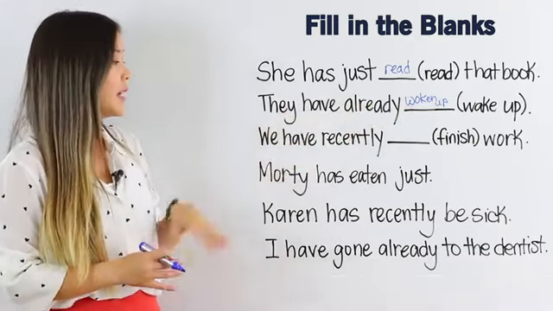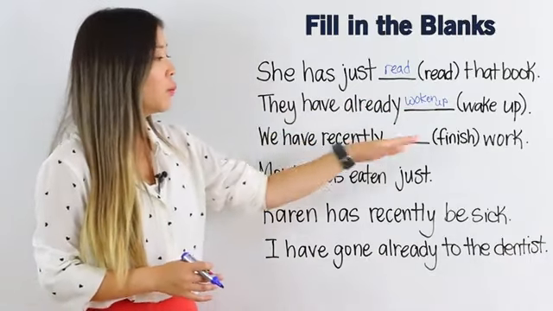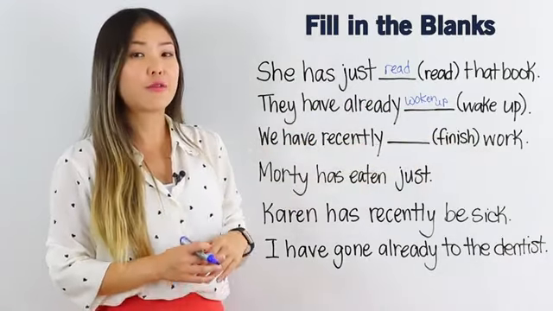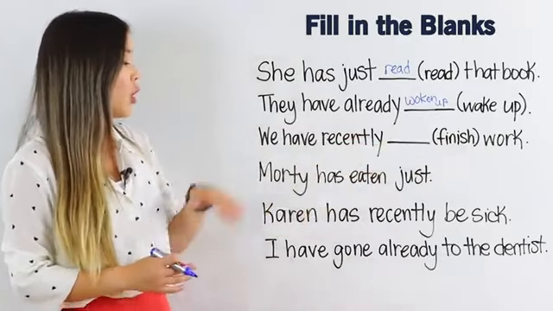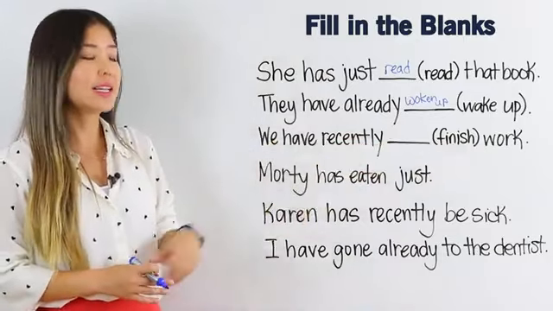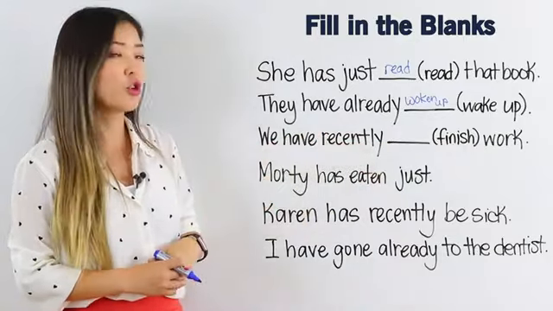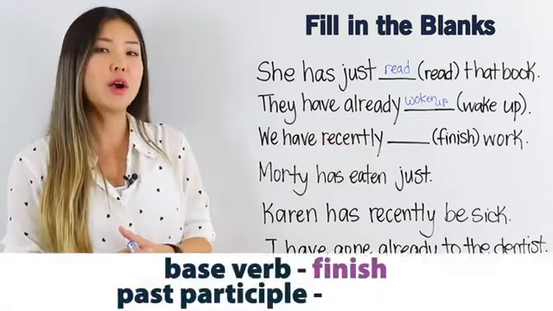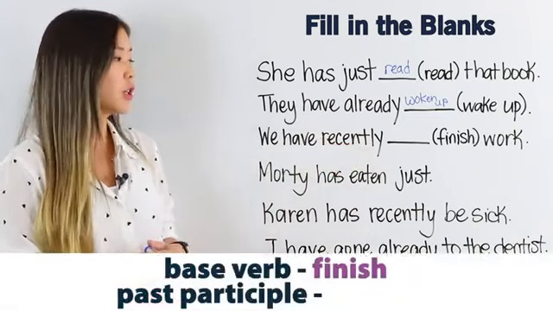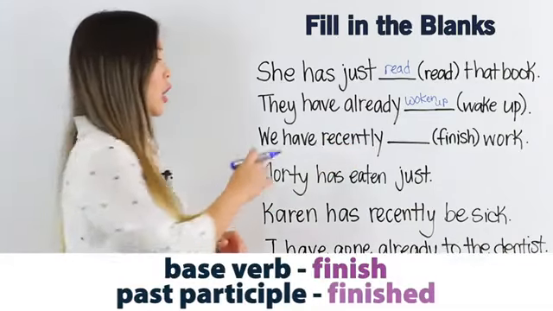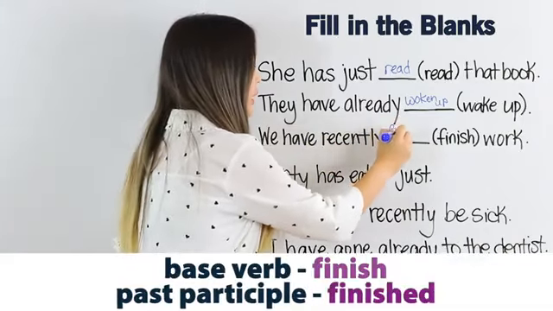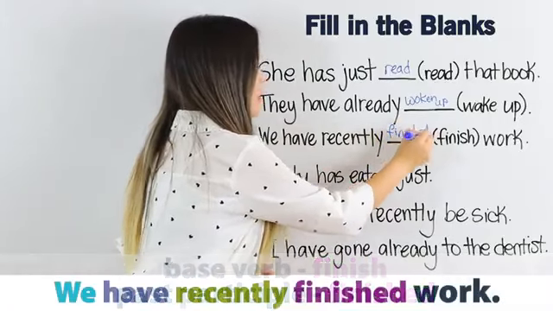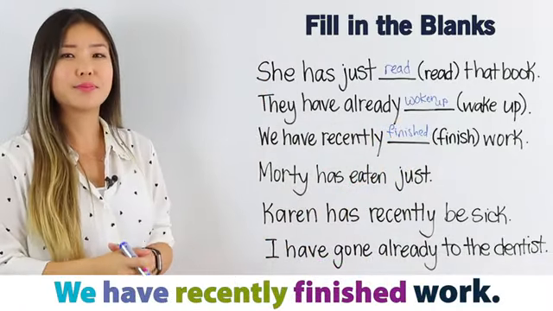The next sentence says, we have recently blank work, and the verb is finish. We have, that's correct, and we have the word recently to show when the action finished. And now we need to find the past participle of the verb finish. The correct answer is we have recently finished work.